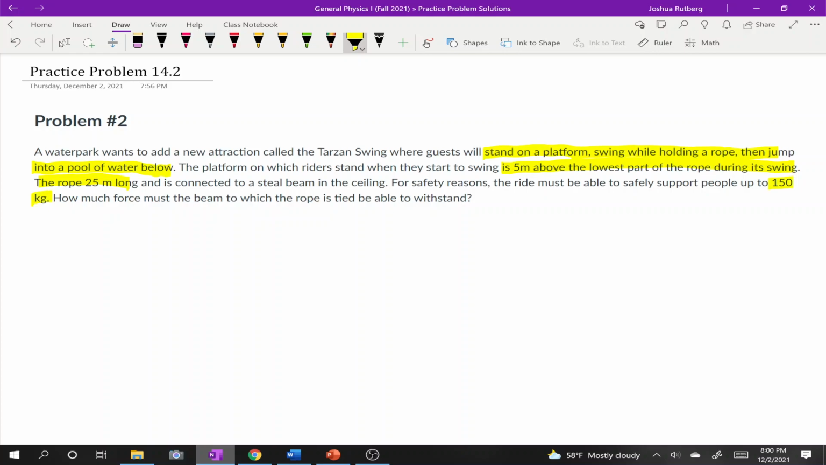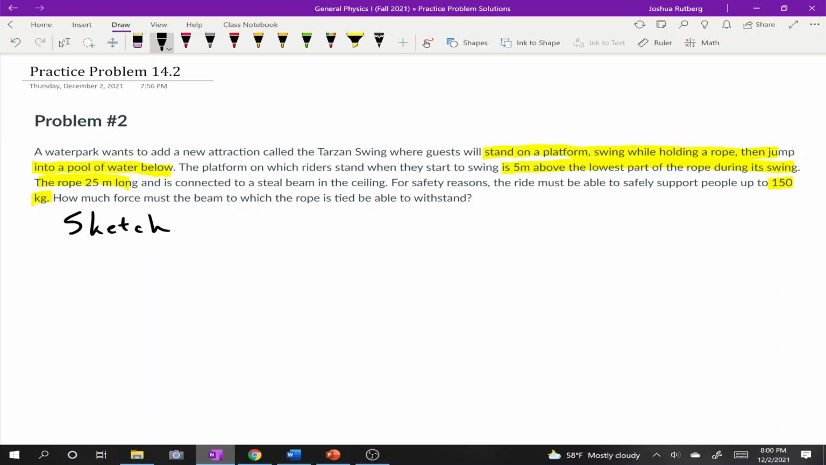And what we want to know is how much force must the beam to which the rope is tied be able to withstand. So let me just sketch this and write down what I understand of this problem from what I'm told, because it'll be easier to look at this actual situation.